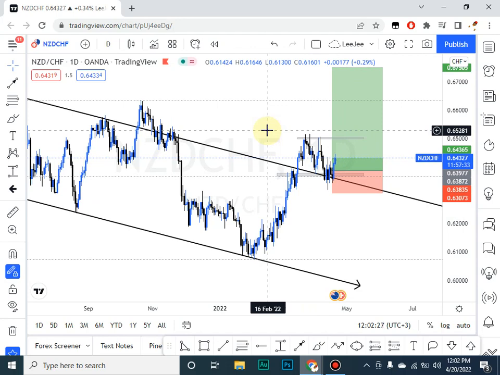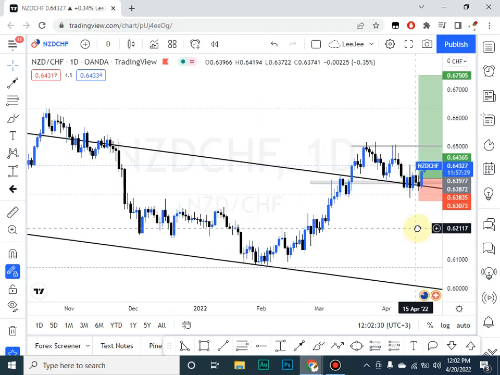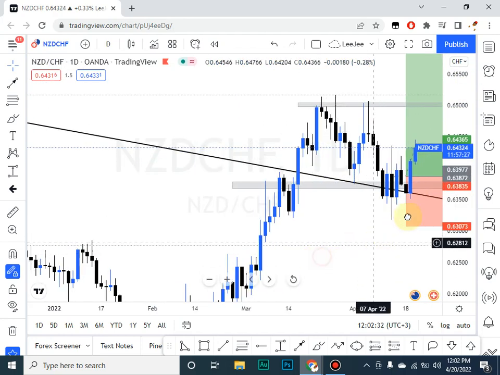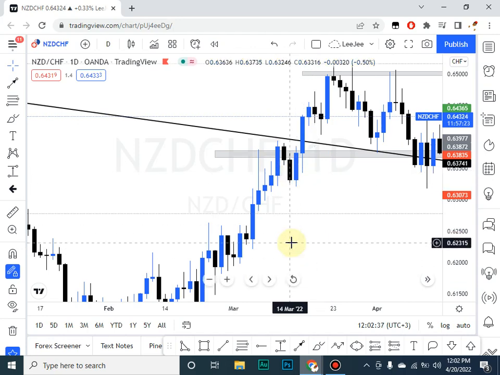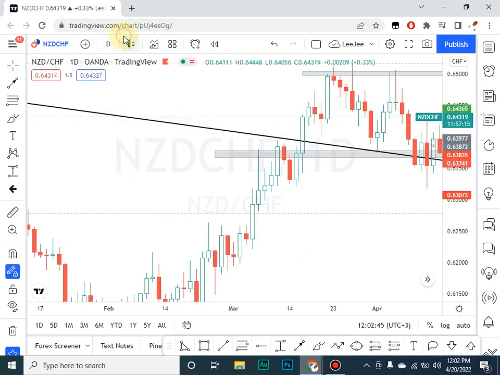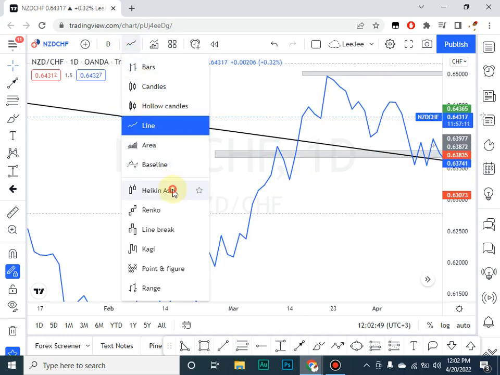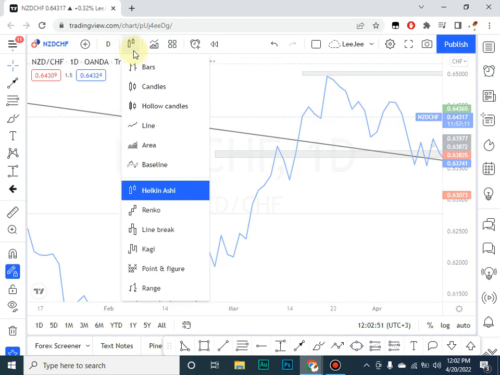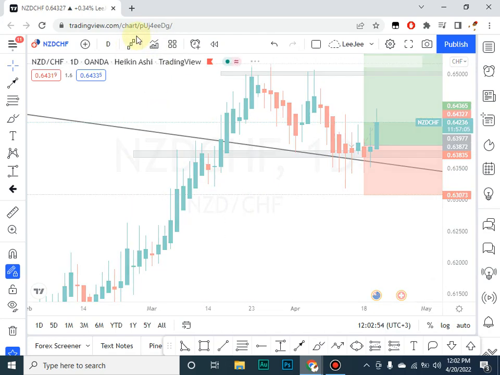Good. Now we have something called the Japanese candlesticks. So these things are called candlesticks. The things that you are seeing over here, we have this blue and the black one. So they are called the Japanese candlesticks. There are different types of candlesticks. We have hollow candlesticks. We have the line. We have Heikin Ashi. This is how it looks like. And we have the Renko.